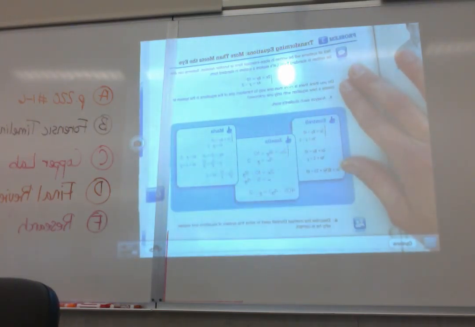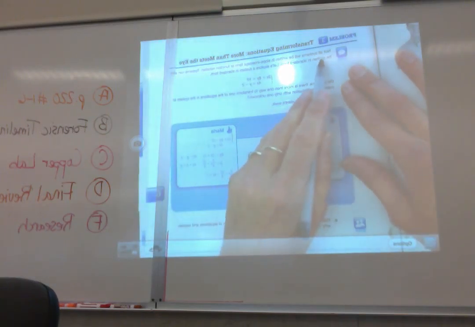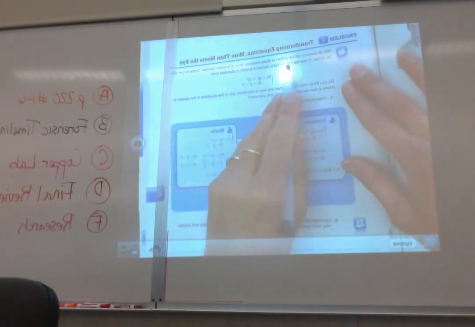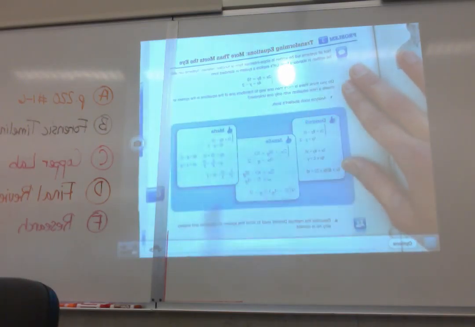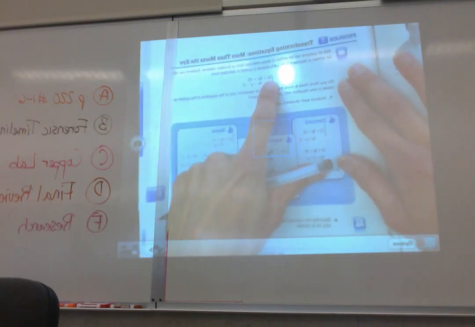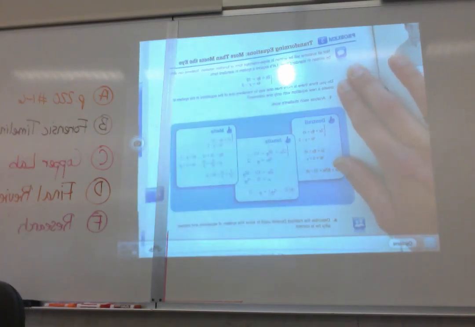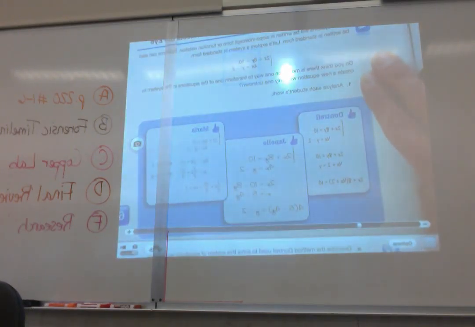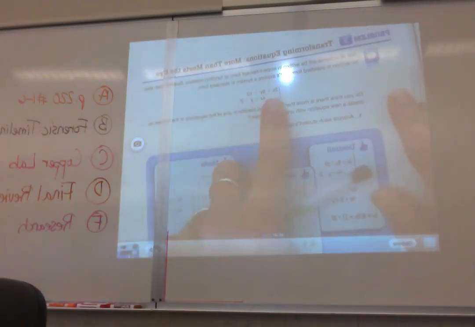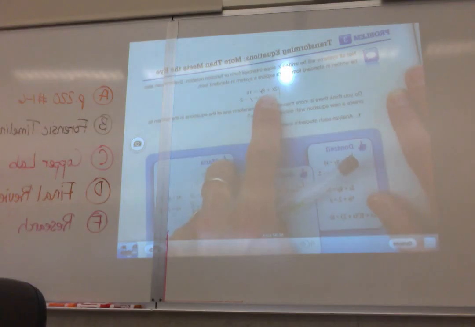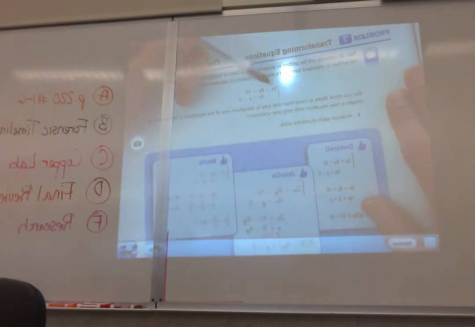377, partway down the page. Not all systems will be written in slope-intercept form or function notation. Some systems can also be written in standard form. Standard form, take a look at this. 2x plus 8y. That's standard form because you have the x and y both on the same side of the equation.